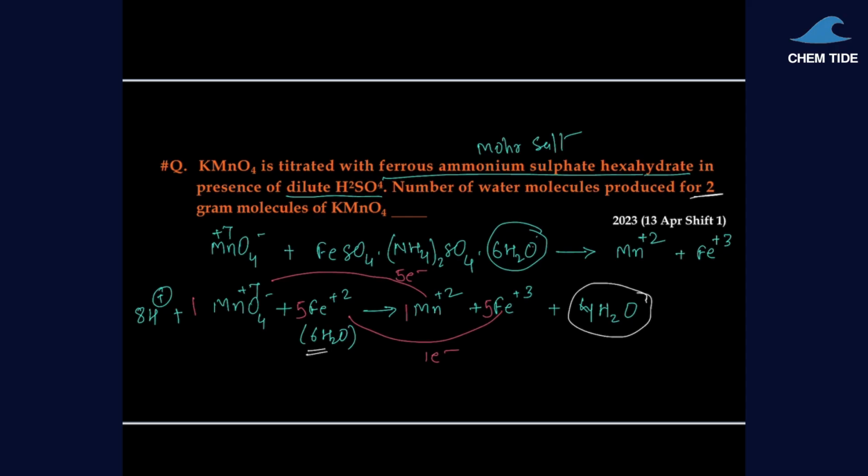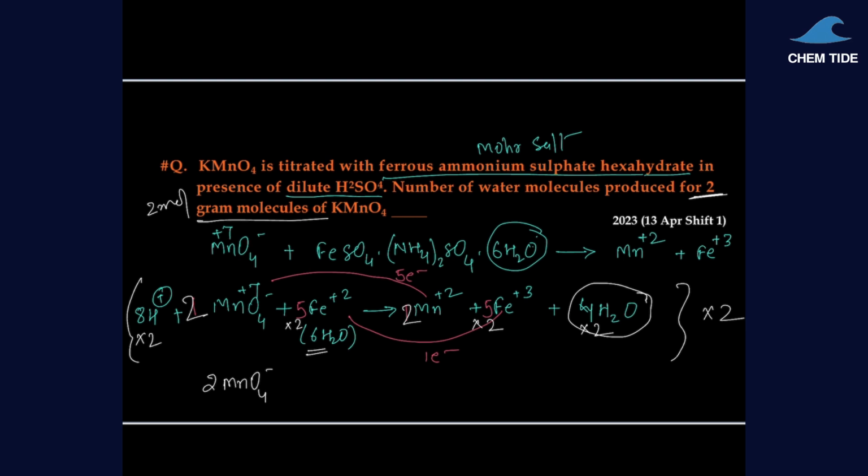Since they talk about 2 gram molecule, it means 2 moles. So the entire equation I am multiplying by 2. So this is 2 moles, this is 2, this is 2, this is 2 and this is also 2. So basically twice of MnO4 minus is giving us 8 of water extra, and the 6 molecules of water are already there.